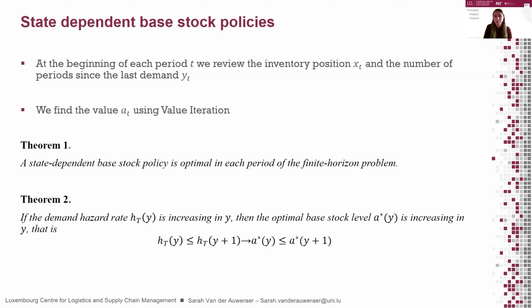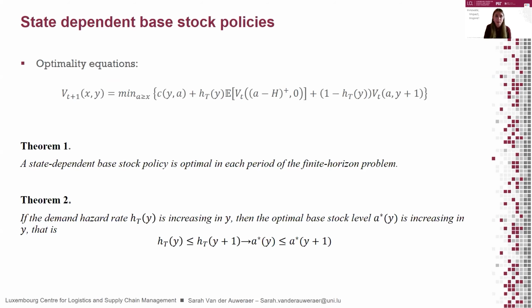Our first theorem tells us that a state-dependent base stock policy is optimal in each period of the finite horizon problem. This means that in each period, we can denote a number A that is dependent on this Y, and that this is an optimal solution. Now, proving this first theorem is quite straightforward, as it just involves showing that our value function presented here is convex. And the second theorem, that's a bit more involved.